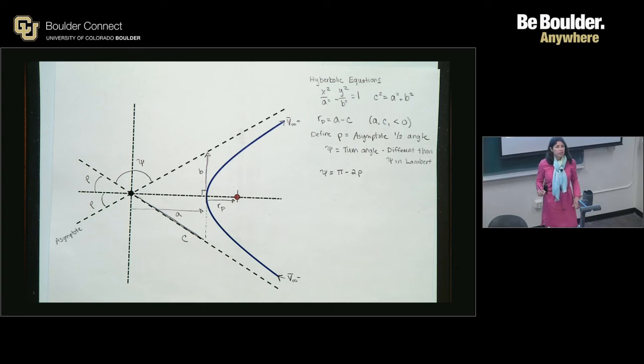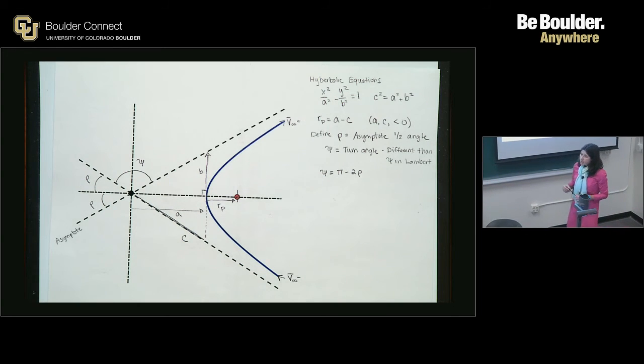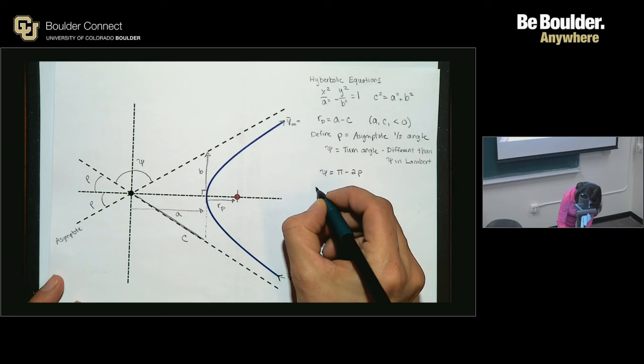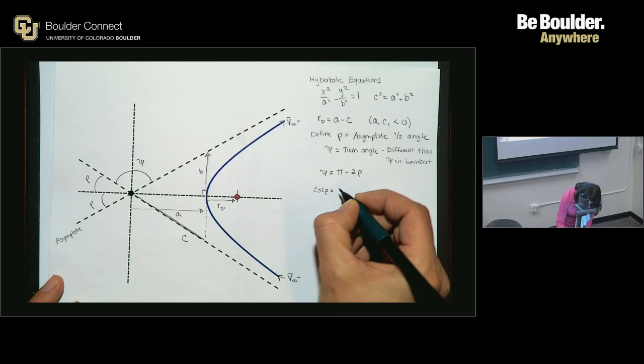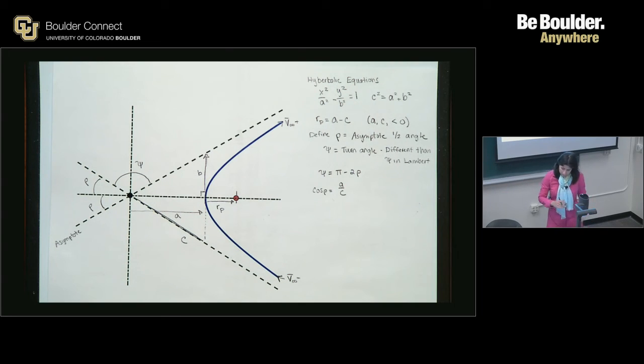Now, we want to eventually get the radius of periapsis. And we have the radius of periapsis as a over c. So let's see if we can work with that. So we can define the cosine of rho as a over c. And we've already said that r sub p is a minus c. So let's make some substitutions here.